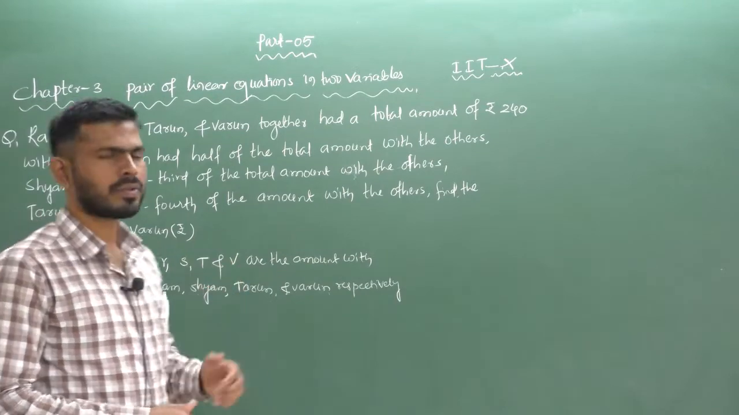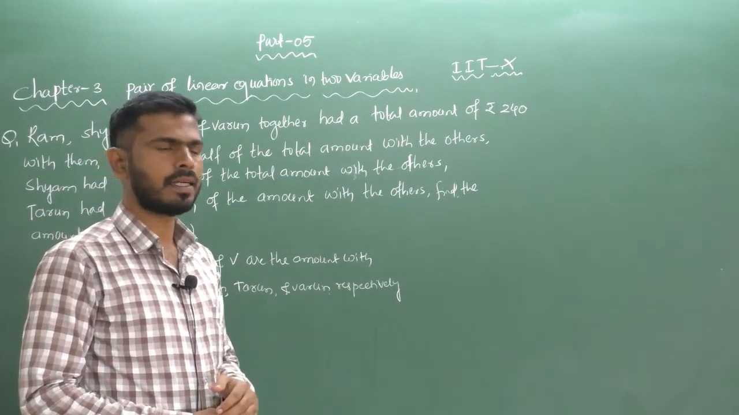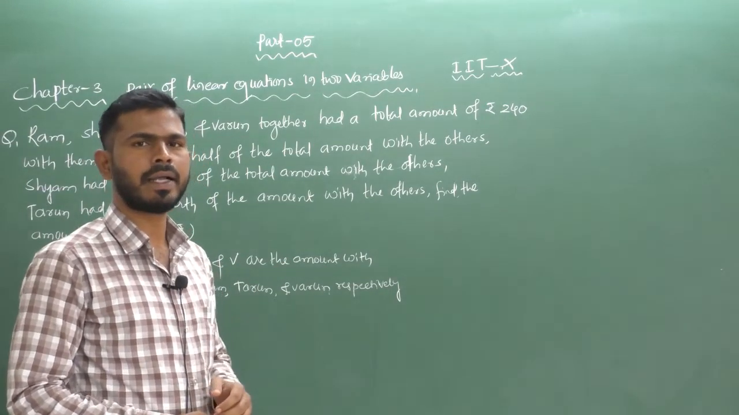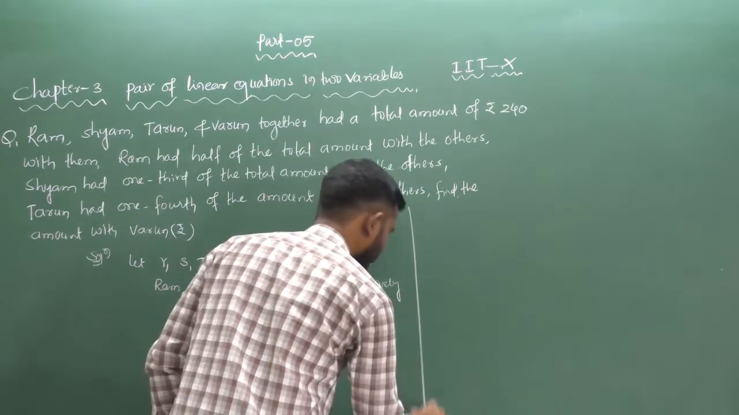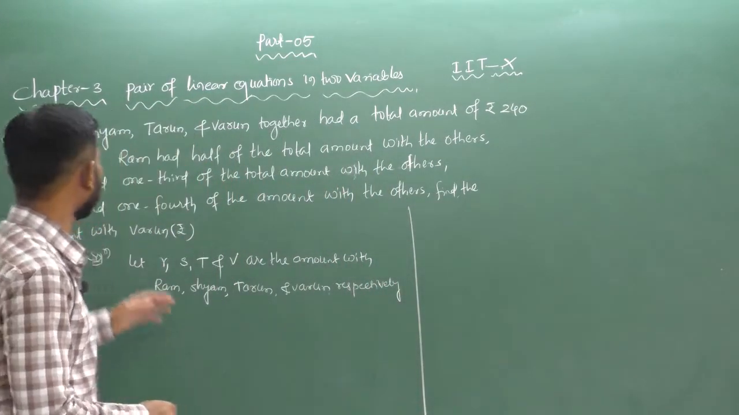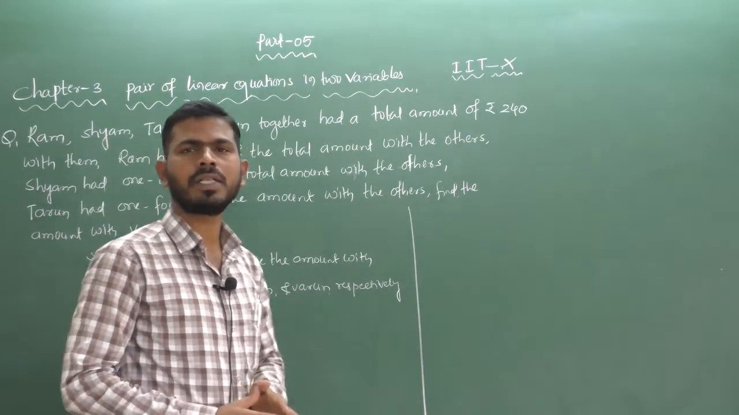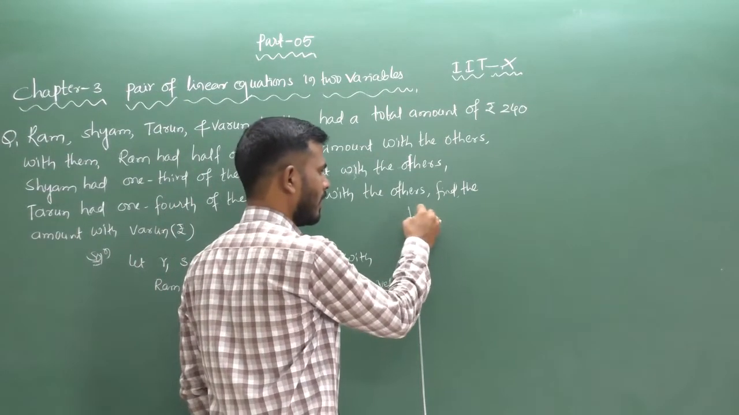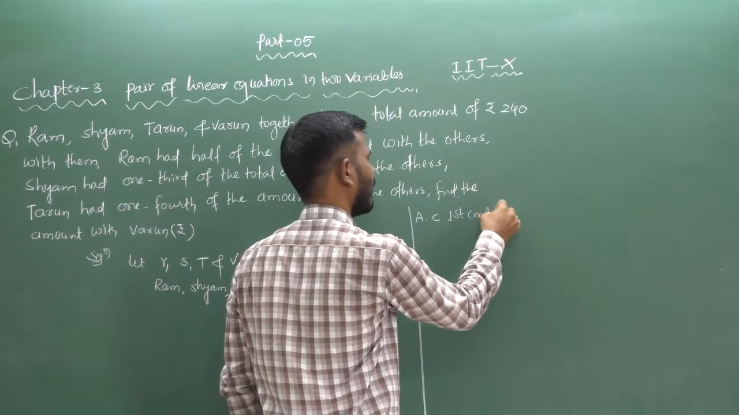Suppose you know how to solve the problem, you can solve it, and at the end of the session you can verify your answer with my answer. So let us see how to find out. The first condition is given: Ram, Shyam, Tarun, Varun together had a total amount of rupees 240. According to the first condition, we can write here.